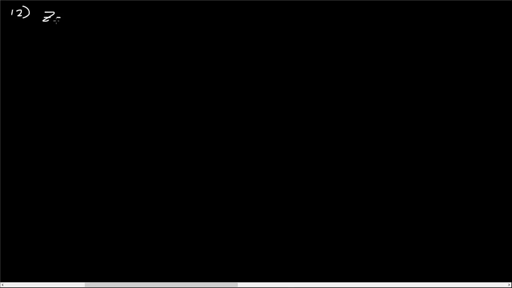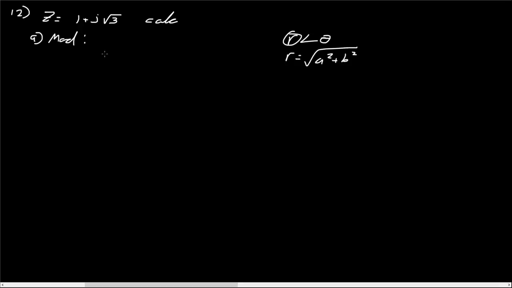They say if z is equal to 1 plus j root 3, calculate a, the modulus. Okay, so we're going to start there. This is similar to the question earlier. So remember the modulus in polar form. We've got r angle theta, and r is the modulus. R is equal to root a squared plus b squared. So to calculate the modulus, we're going to say r equals root a squared plus b squared.